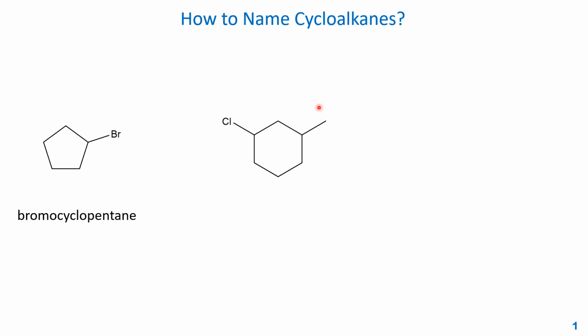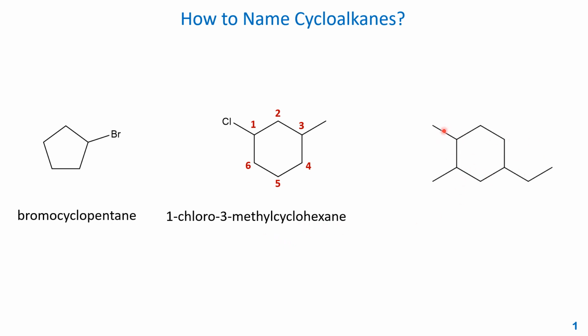Now, how to break the tie? We don't have any other way to break the tie, so the only way is alphabetical order. So we have chloro and methyl: chloro starts with C, methyl starts with M, so chloro will be number 1. The carbon connected with chloro will be numbered as 1. Okay, then that's 2, that's 3, then 4, 5, 6. So the name will be 1-chloro-3-methylcyclohexane.